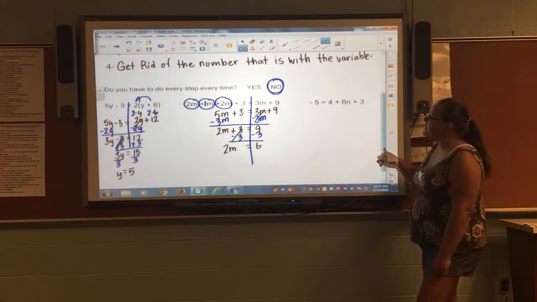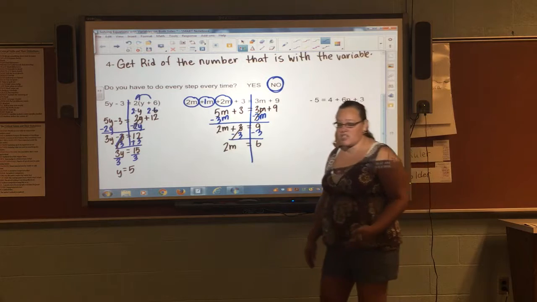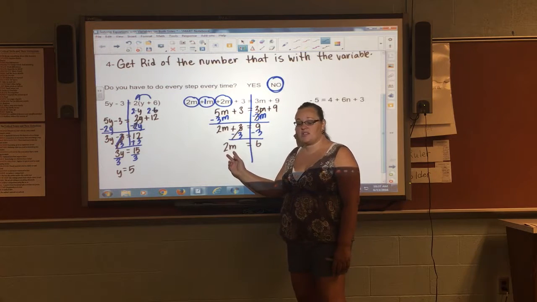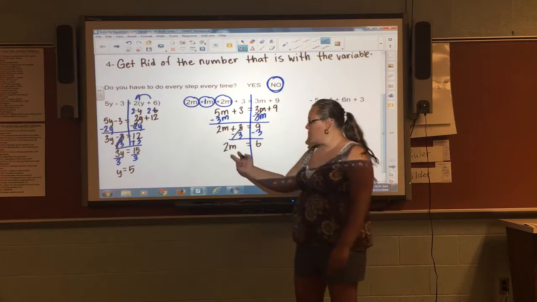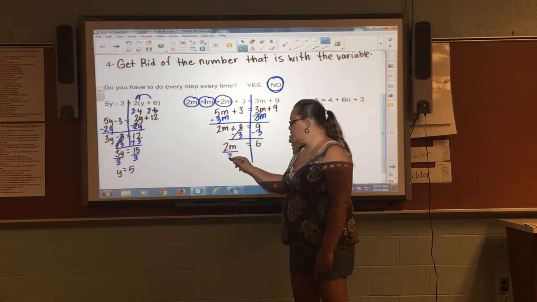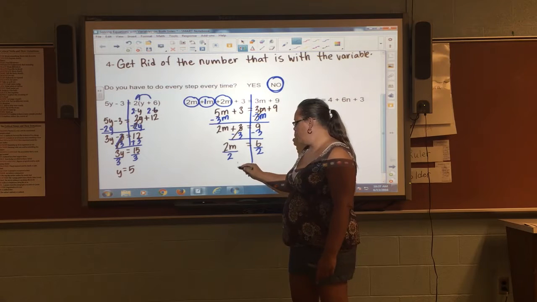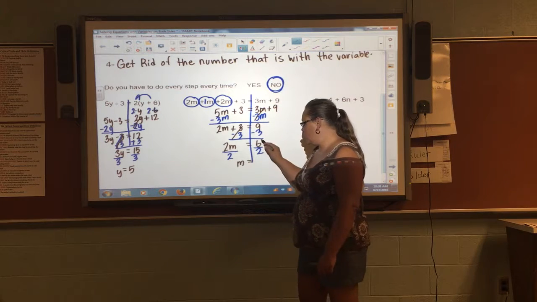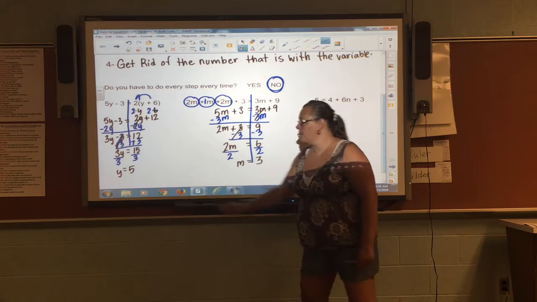And then the last step is to get rid of the number that's with the variable or touching the variable. The number that is touching the m is 2. And the opposite of multiplying by 2 is to divide by 2 on both sides. So m is equal to 6 divided by 2 gives me 3.